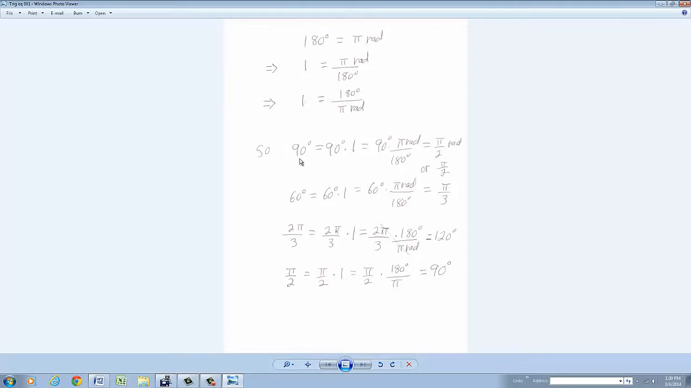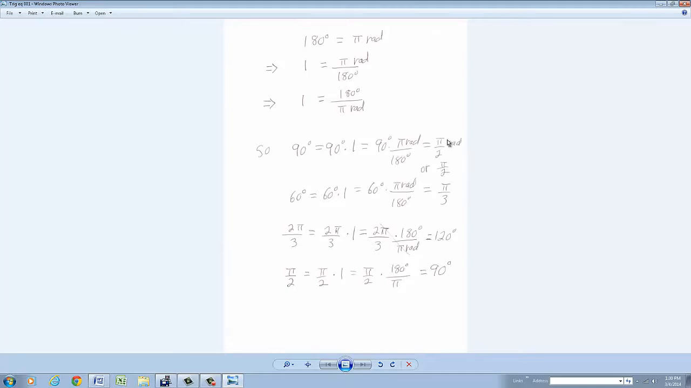So let's suppose I have 90 degrees and I want to convert that to radians. Well, I would start off by saying 90 degrees is the same as 90 degrees times 1. And 1 is equal to this, and 1 is also equal to this. Now, since I want this to be in radians, I choose to multiply by this factor, because now you can see this is degrees here, this is degrees here, the degrees cancel out. 90 into 180 gives me 2, so this reads pi over 2 radians. Or just pi over 2.